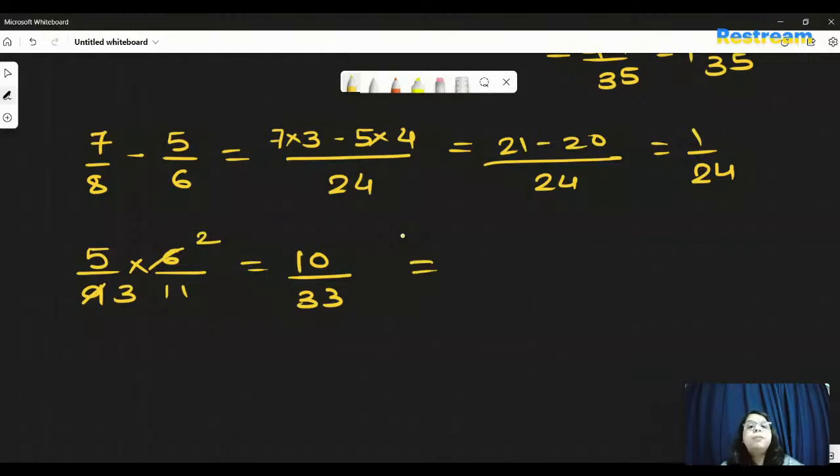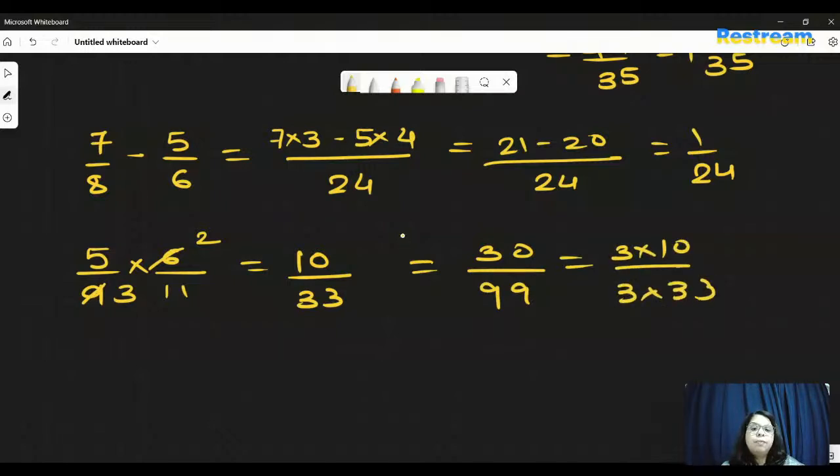Or you can do it afterwards also. If I don't cancel this, I'm going to get 30 over 99, which is equal to 3 times 10 over 3 times 33. Still I will get 10 by 33. So it doesn't matter whether you reduce it before and then multiply or you multiply and then reduce. It's okay.